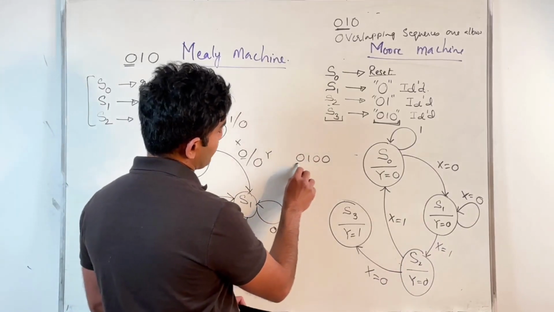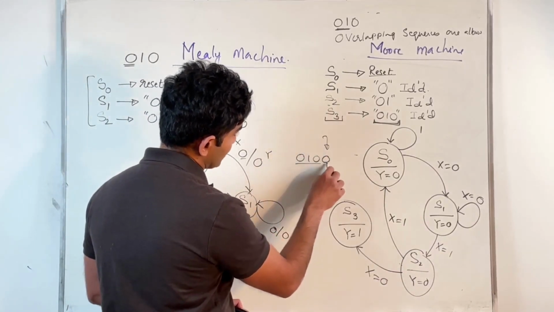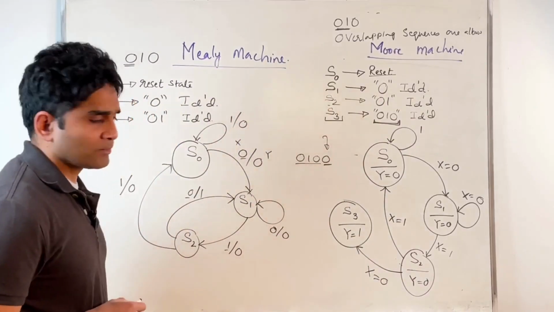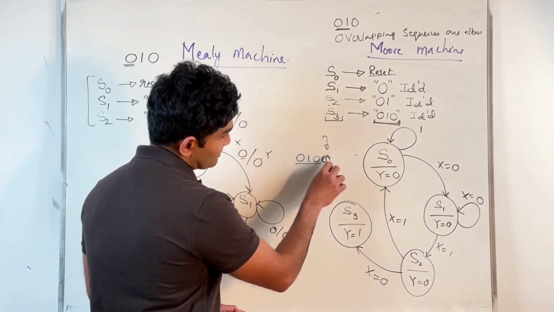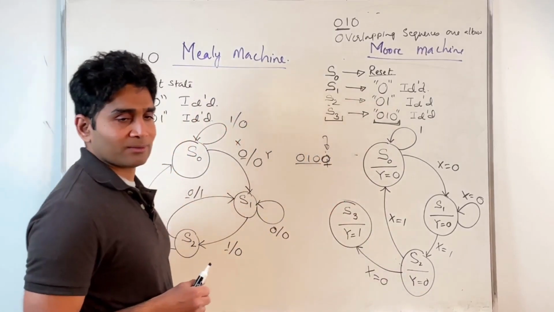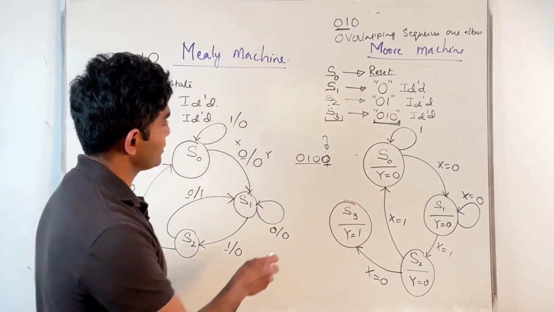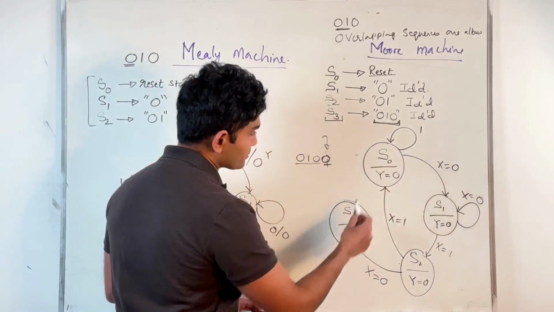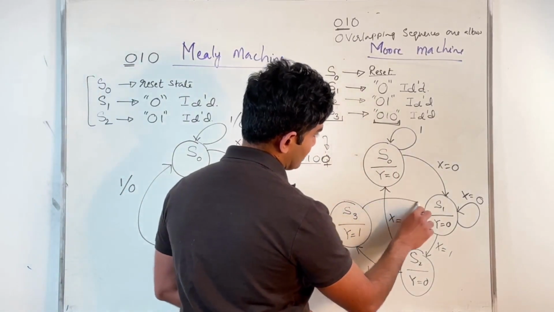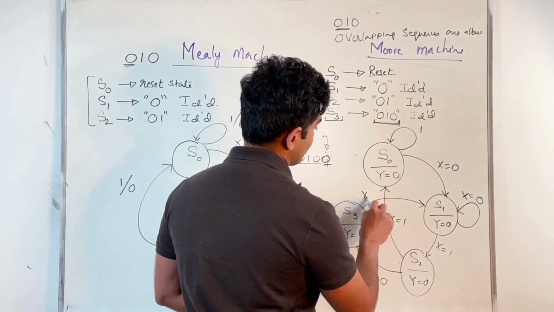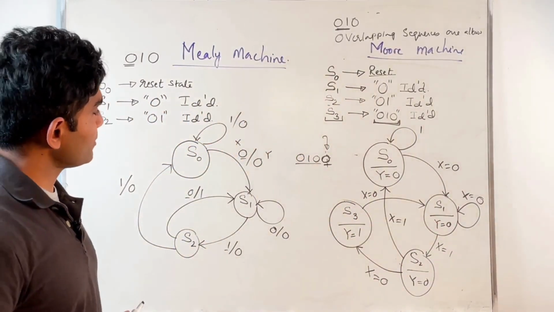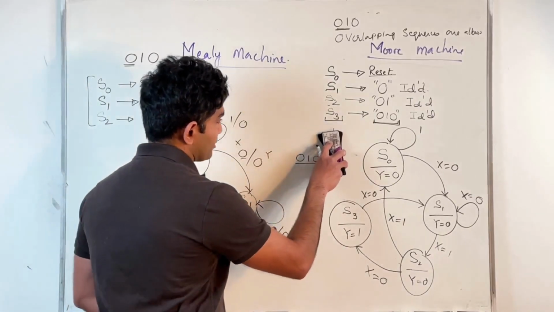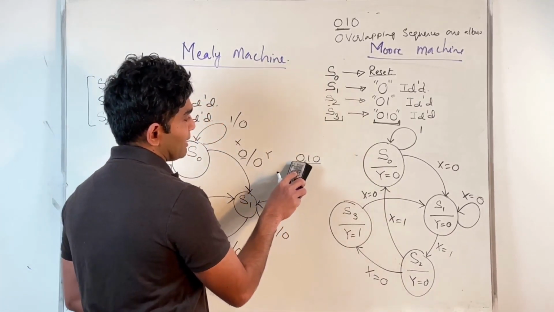Okay, so now I have 0, 1, 0. The new input is 0. So you're right. I can start counting this as the start of a new sequence. The 0 could be the start of a new sequence. So yes, I would transition to S1 state. That's correct.